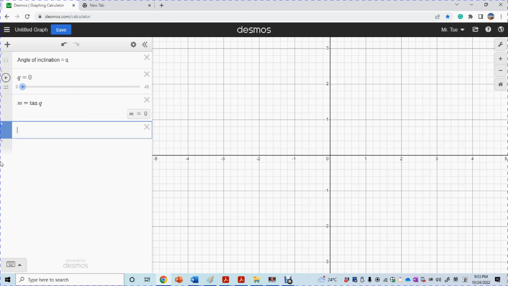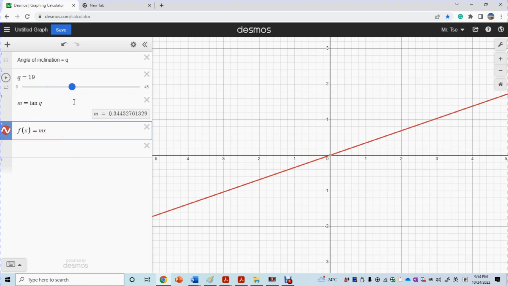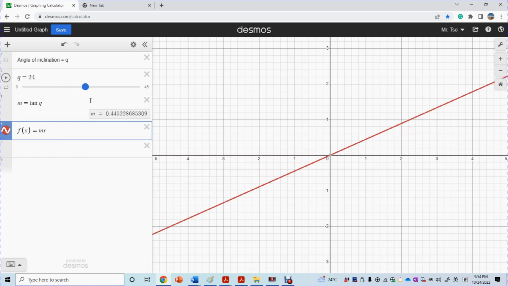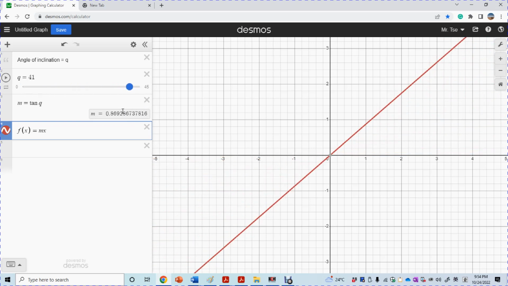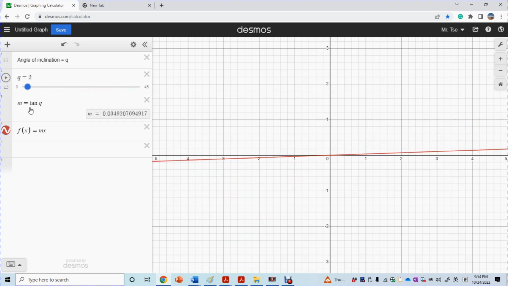So right now you can sketch the line. You can use y equals mx if you want, or sometimes you can use a function, let's say f(x) equals mx, still the same. When you change the value of the angle, which should be theta but in DESMOS we have to use q, you can see the straight line is also changing. That's not very difficult to understand.